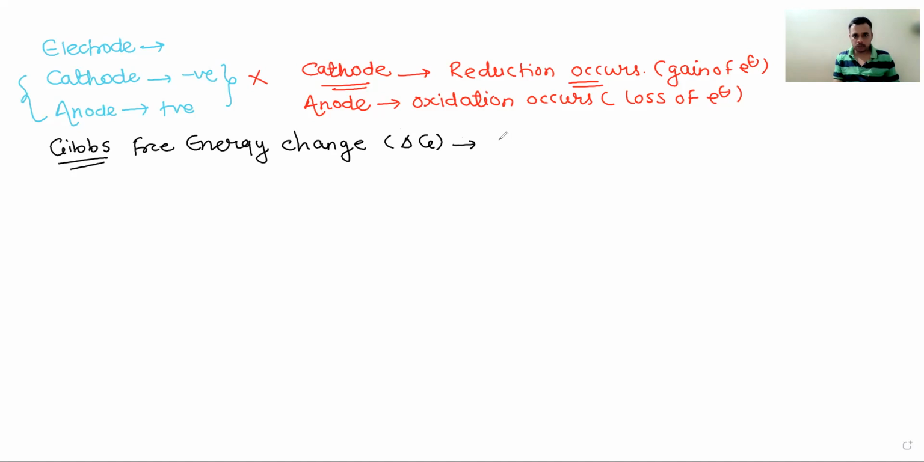Non-spontaneous means it is not automatic, which means externally we have to give support to this particular thing. This is a non-spontaneous reaction, it is not going to happen by itself. Spontaneous means it is going to take place by itself. But non-spontaneous means we have to give external support to that particular thing.